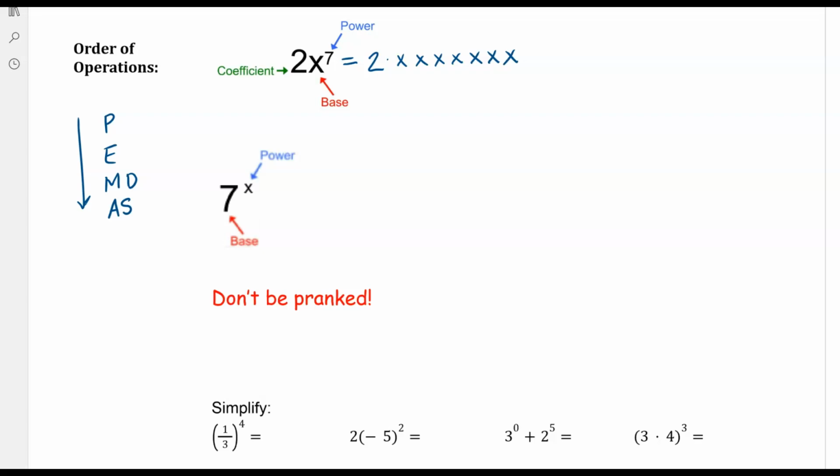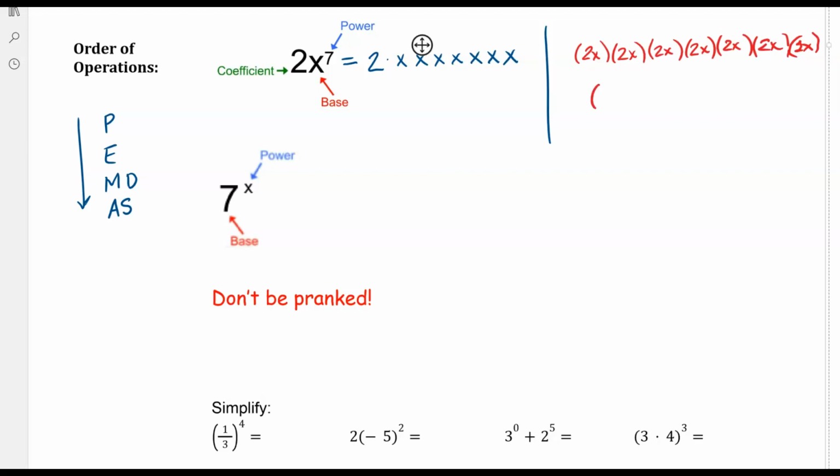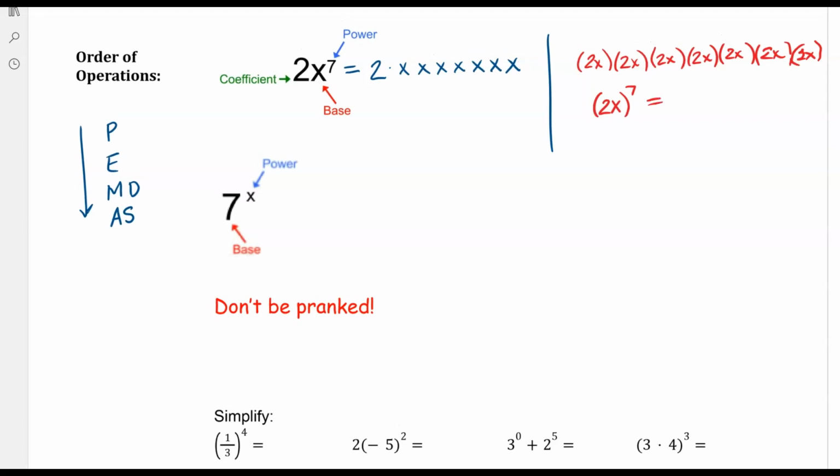Again, let's talk about what this is not. A common mistake would say, well, that power of 7 goes to the 2 and the x, so maybe we have 2x used as a factor 7 times. But if you had 2x used as a factor 7 times, then you would have to group those two factors together and then raise that group to the 7th power. So that is not for all numbers the same thing as 2x to the 7th.